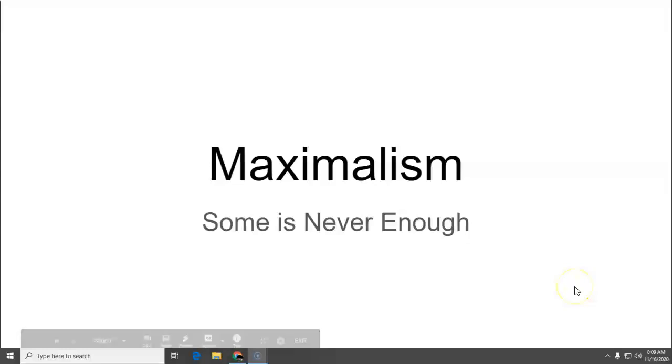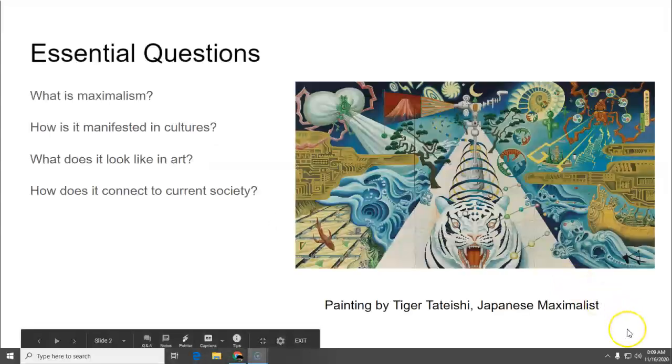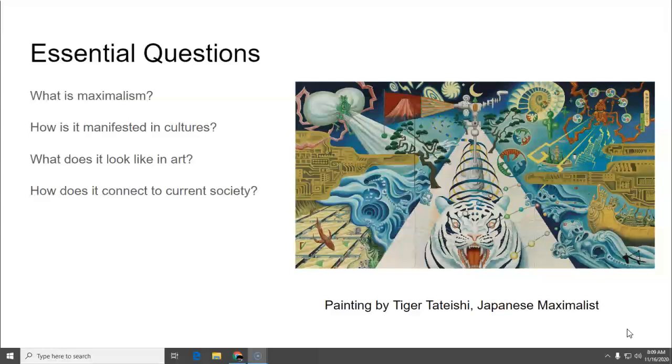Okay, this is the introduction to Maximalism. Some is never enough. So our essential questions for today are: What is Maximalism? How is it manifested in cultures? What does it look like in art? And how does it connect to current society?